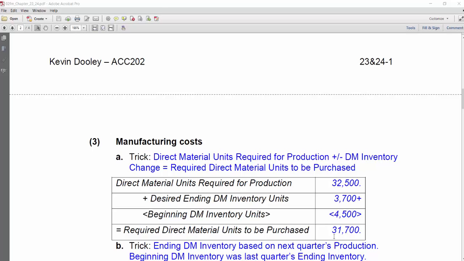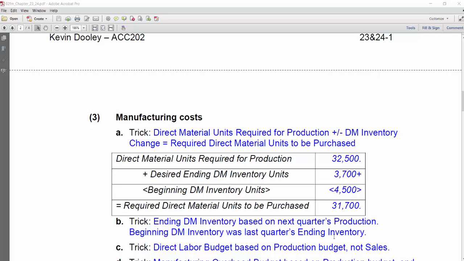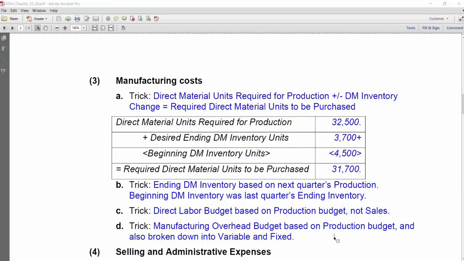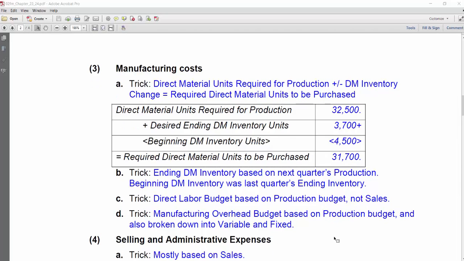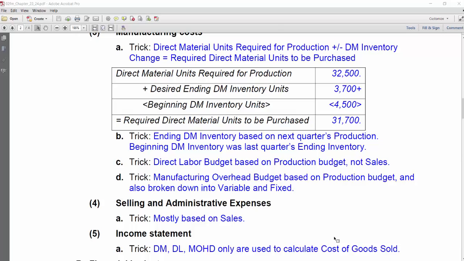So the trick here is the ending direct or raw materials inventory will be based on your next quarter's production, not sales, and your beginning direct materials inventory was last quarter's ending inventory, or was given at the very beginning of the problem. So another trick here, the direct labor budget will be based on your production, not on your sales, and your manufacturing overhead budget will be based on your production and then also broken down into variable and fixed. Selling and administrative expenses, relatively simple typically, and they're mostly based on sales usually. On the income statement, the direct materials, the direct labor, and the manufacturing overhead are only used to calculate your cost of goods sold.